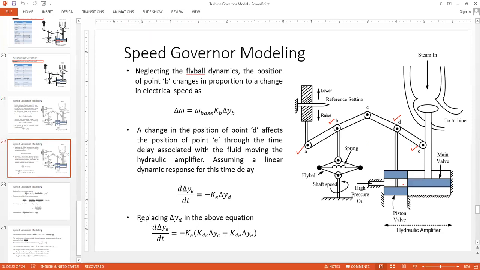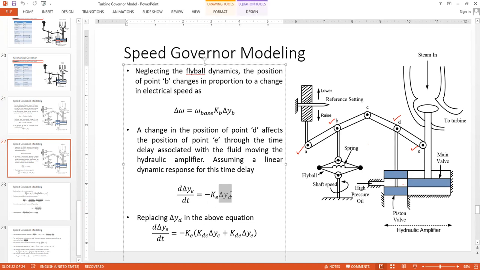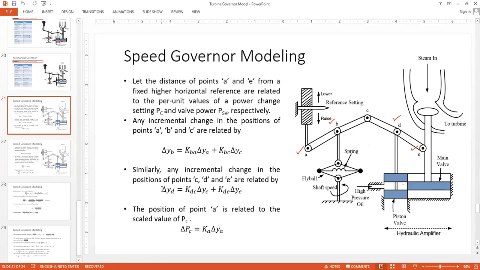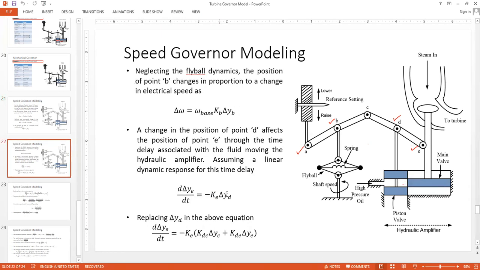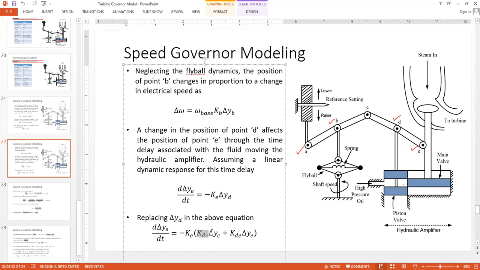First, we replace del yd in the above equation directly. So what is del yd? Del yd, remember, is the second equation. So instead of del yd, we will write this in terms of del yc and del ye. So this is your del yd replaced by the second equation of our derivation, kdc del yc plus kde del ye. So d del ye by dt equals minus ke times kdc del yc plus kde del ye.